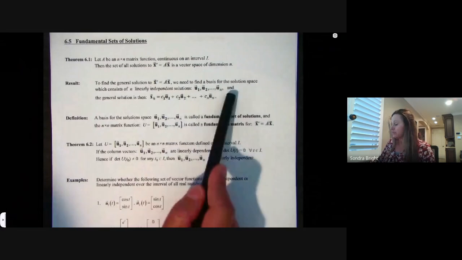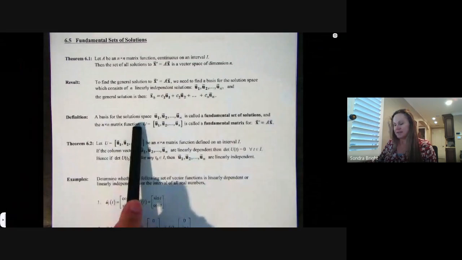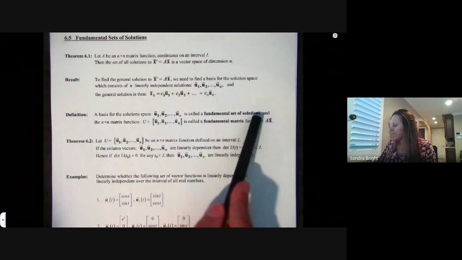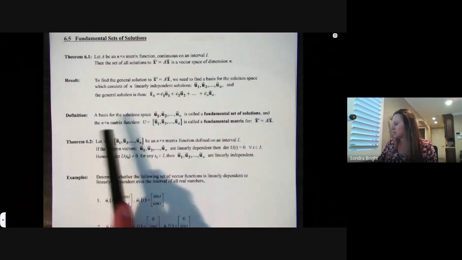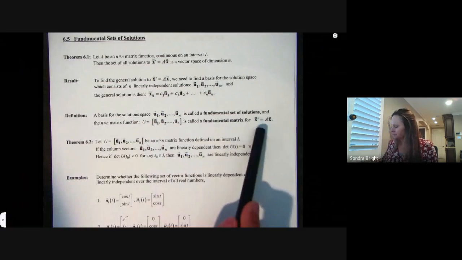A basis for the solution space, u1 through un, is called a fundamental set of solutions. The basis is called a fundamental set. That's what we're doing today. And the n by n matrix function U is called the fundamental matrix for x prime equals A times x.